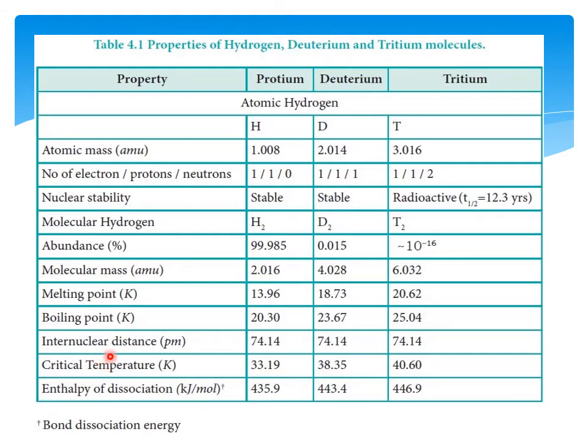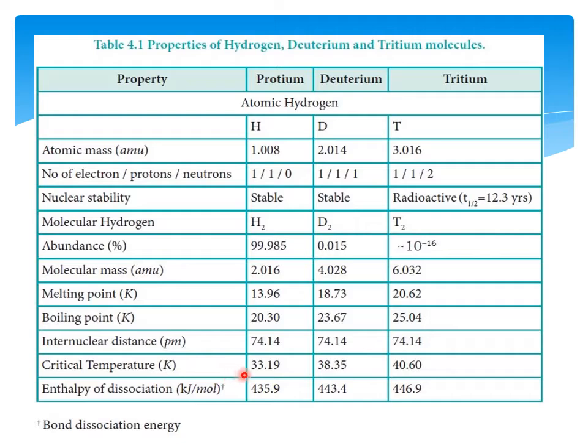The next is the internuclear distance from H to H. In the hydrogen molecule, what is the internuclear distance? That is 74.14 picometer. The unit is given in picometer. The internuclear distance in the hydrogen molecule, deuterium molecule and tritium molecule is the same, 74.14 picometer.